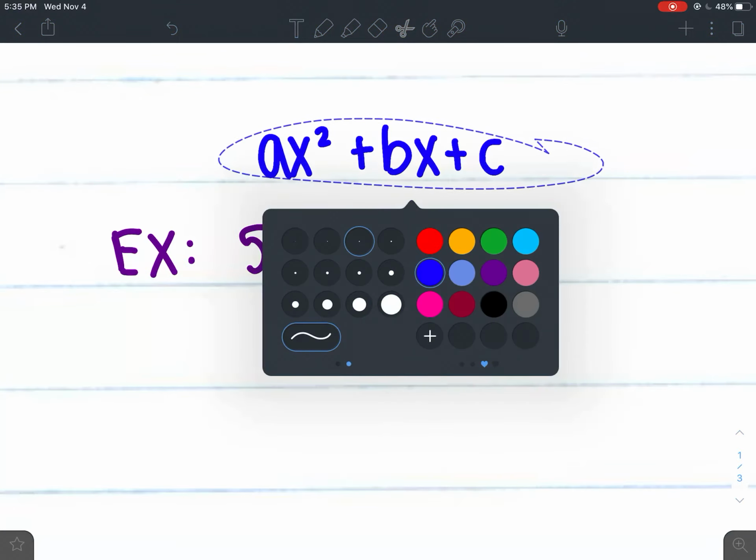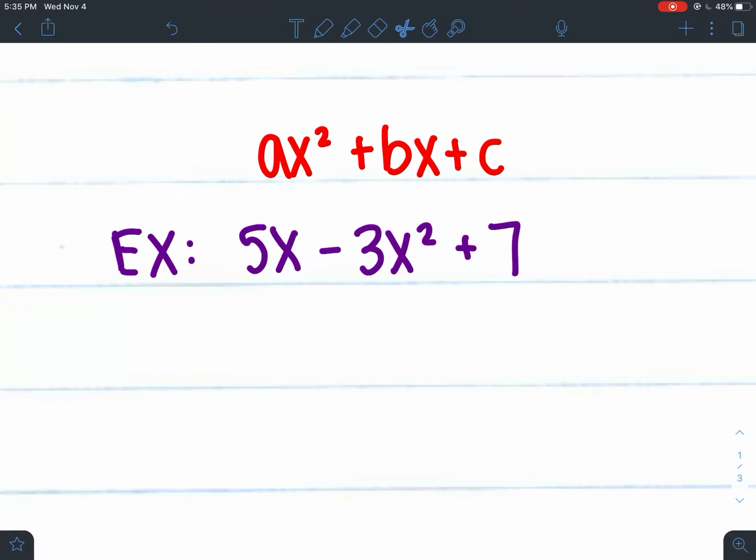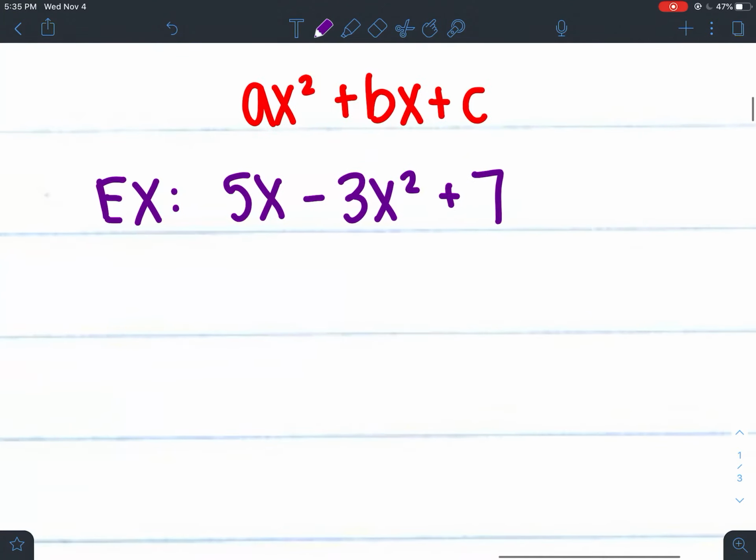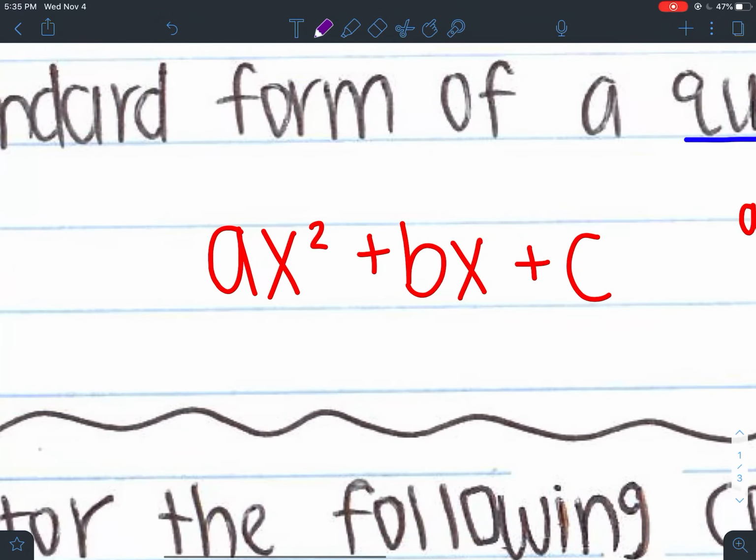Now, this is standard form, right? So A is always attached to your x squared, B is always attached to the x, and C is always a number that's by itself. Before you can ever identify your A, B, and C, you must make sure that it's in standard form. Now remember, standard form of a polynomial is the highest exponent first and then going down.